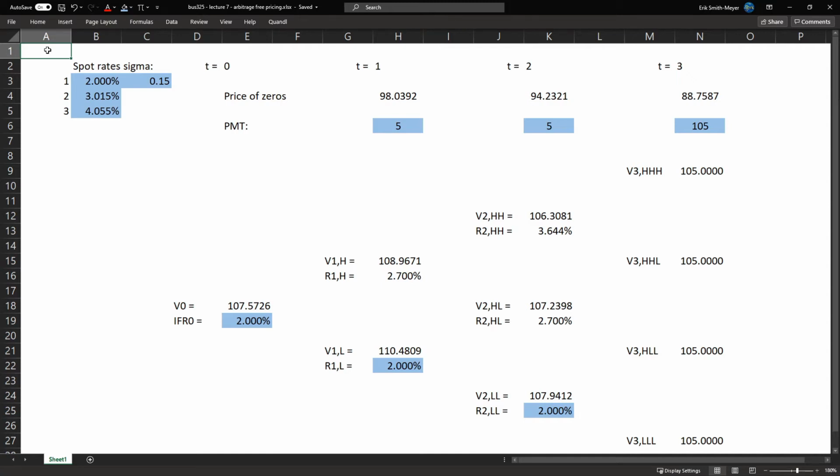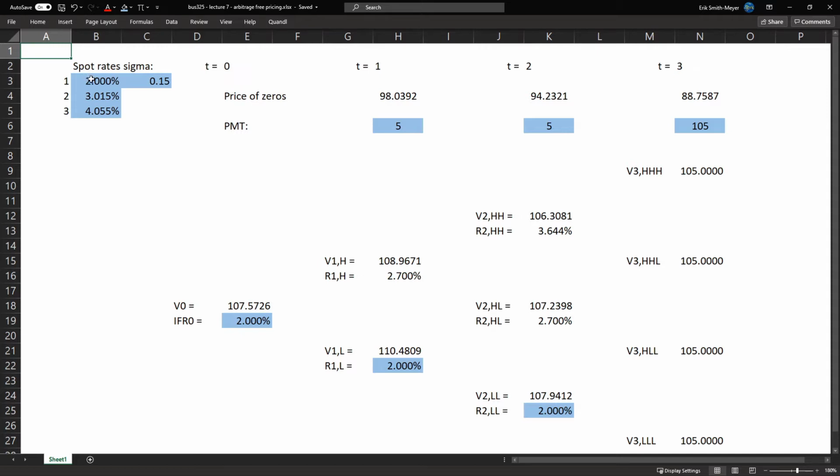Hi, and welcome to this tutorial where we are going to create an interest rate tree, and we are going to calibrate it so it is arbitrage free. And then we are going to value a bond using this tree, and just make sure that this bond is arbitrage free. So let's get to it.